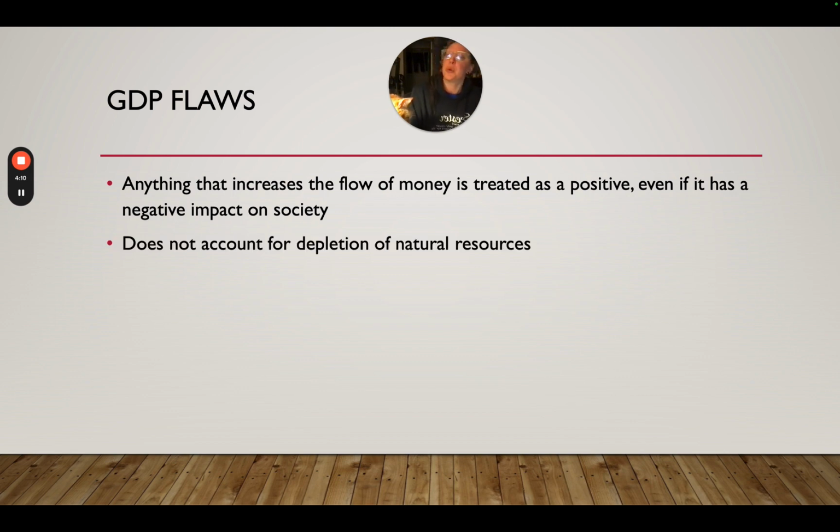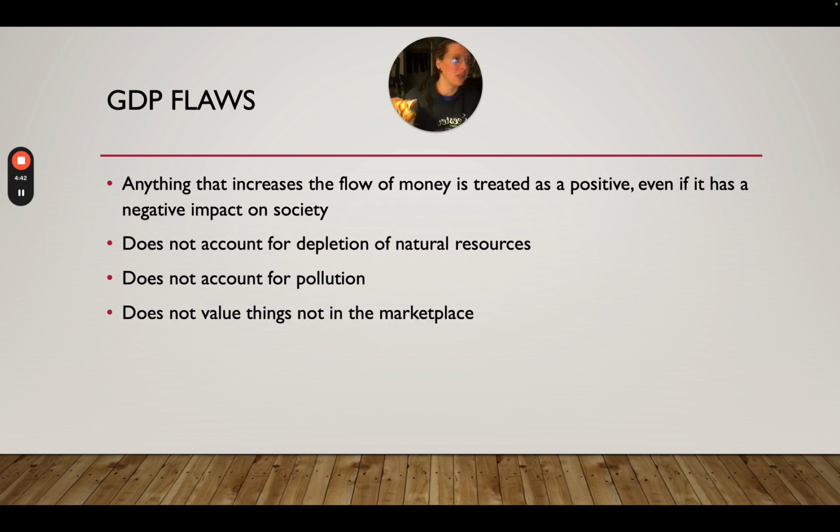GDP also does not take into account the depletion of natural resources. You don't have a full stock of how much you actually have. We only have relative ideas, and sometimes the amount of something we have left is not fully known. Or it does not account for pollution. Lots of transportation means you're emitting a lot of pollution into the atmosphere, or even water pollution, noise pollution, light pollution, all of those things.